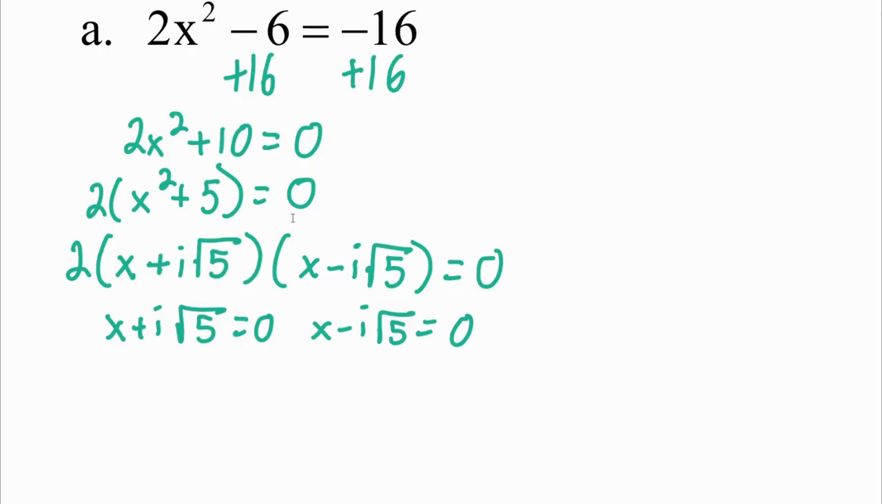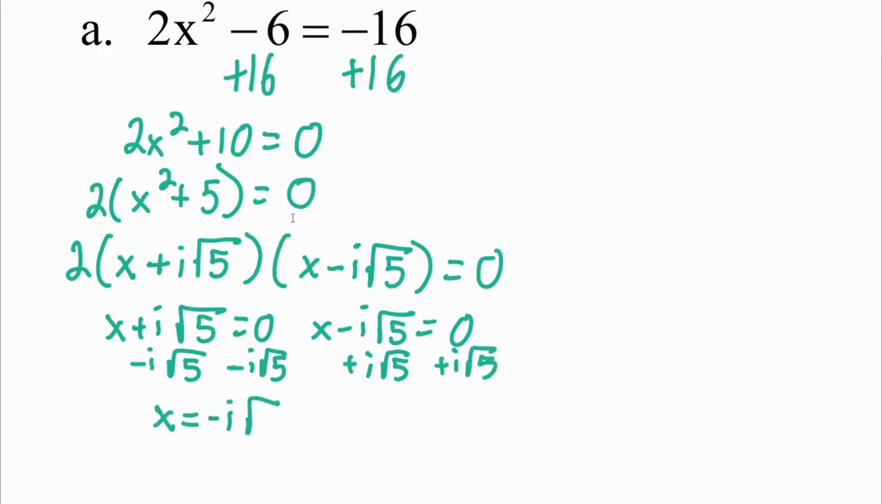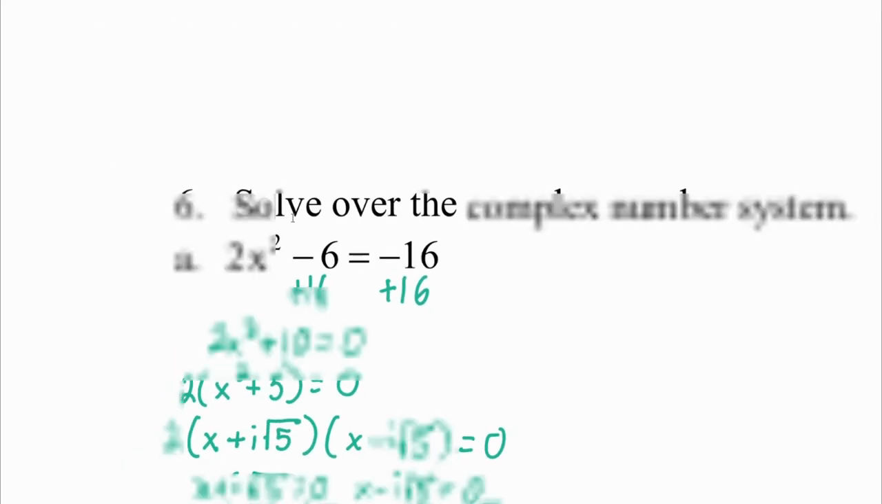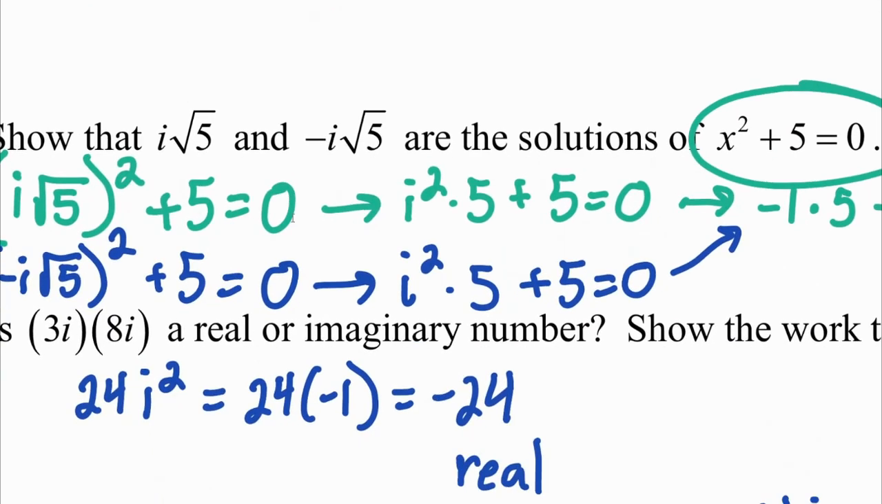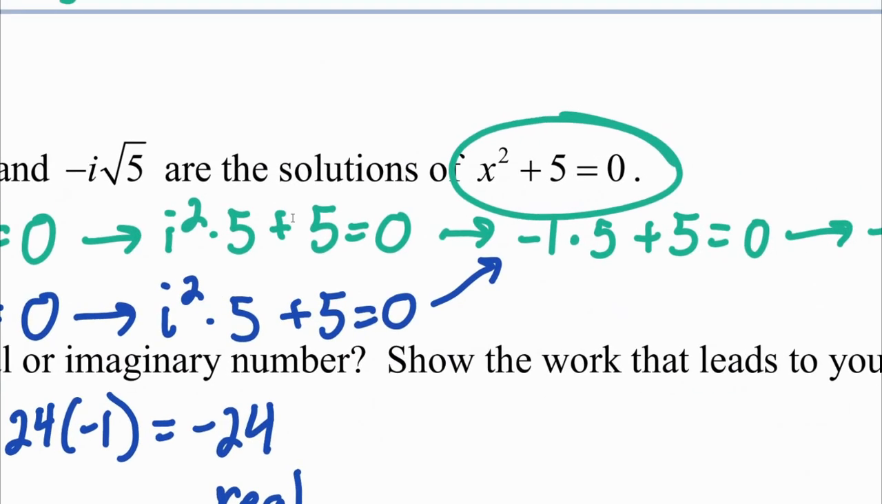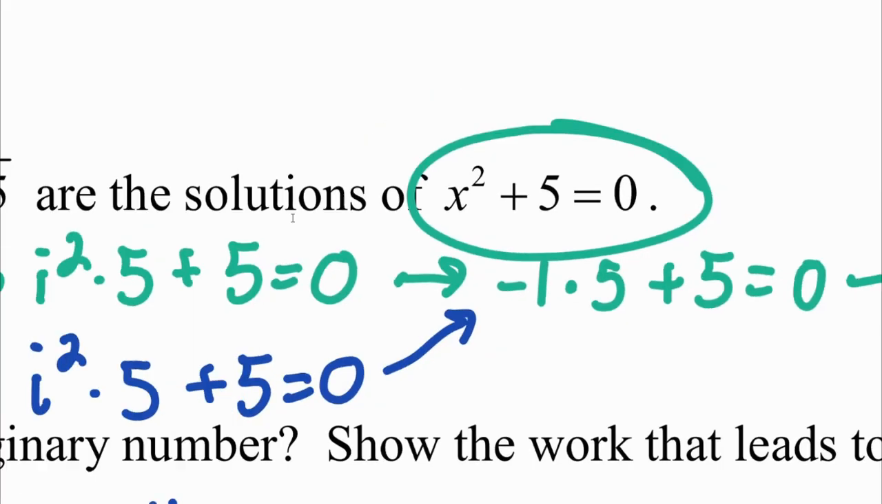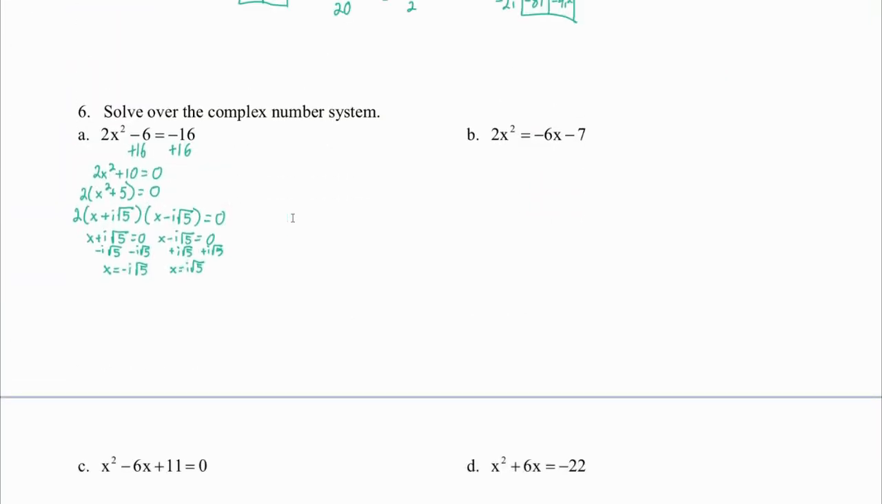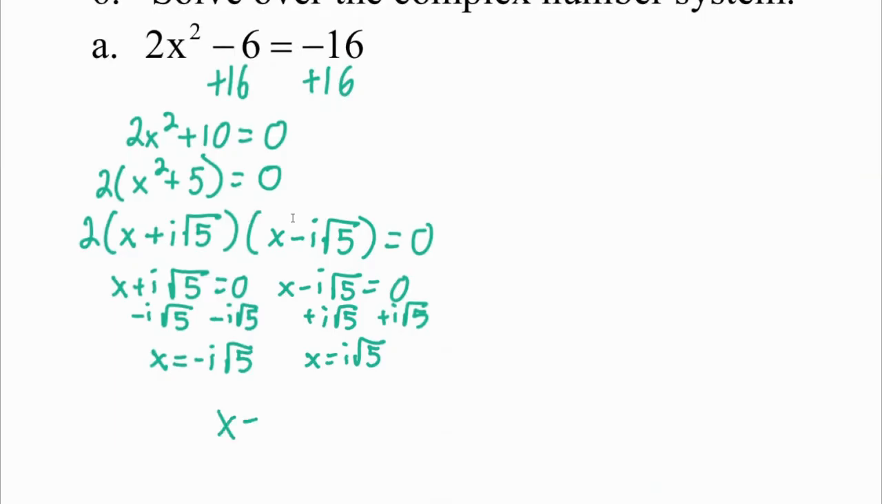Right? That 2 out front doesn't really give us anything. And so we'd subtract i root 5 from both sides and add i root 5 to both sides over here. So we'd get that x equals a negative i square root 5 and x equals a positive i square root 5. We also know this is true because, again, all the way back here, we talked about how i square root 5 and negative i square root 5 were solutions to this equation already. You can also write this as x equals plus or minus i square root 5.